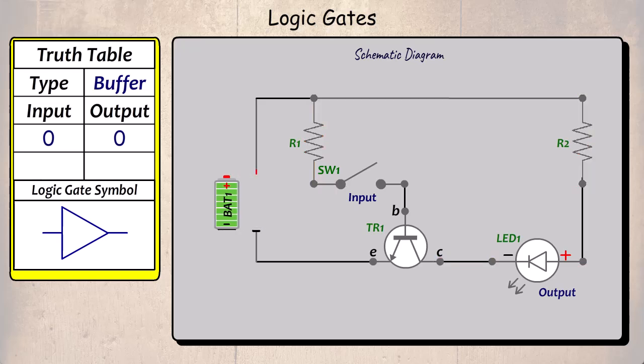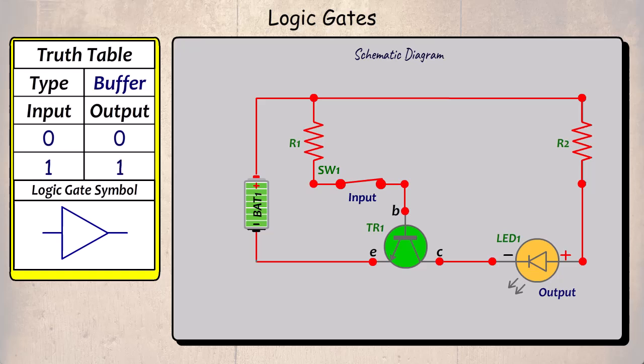Now we shall reset the simulation and close SW1. Reconnect the power, and as before, the route is through R1 to SW1 and through R2 to LED1. This time, however, power or signal switches TR1 on, and the circuit is complete, allowing LED1 to illuminate. Our truth table for a logic buffer gate is when the input is 1, the output is 1.